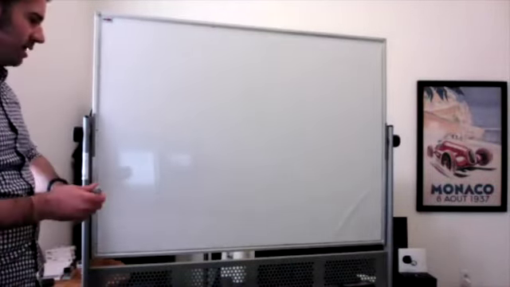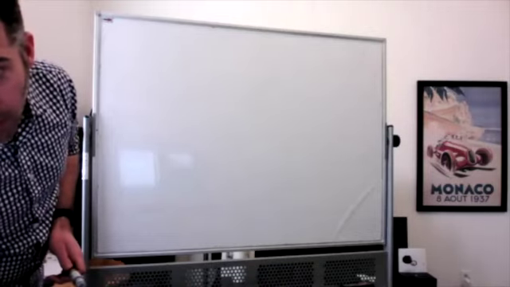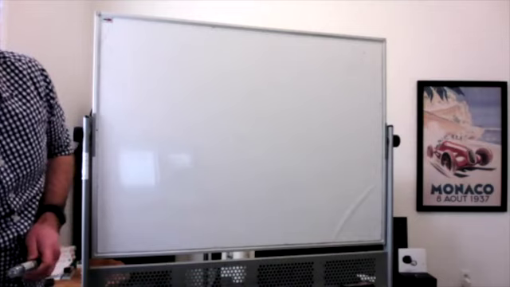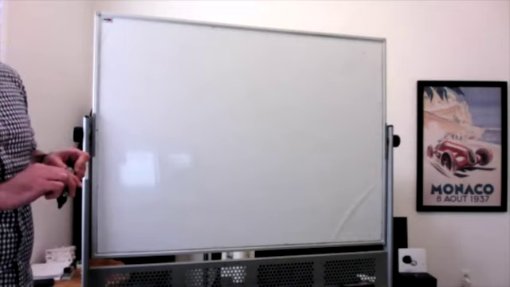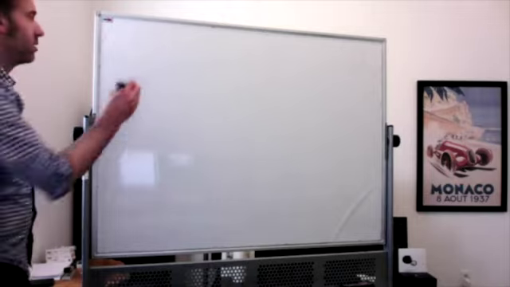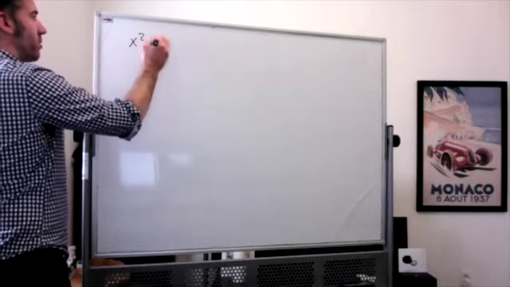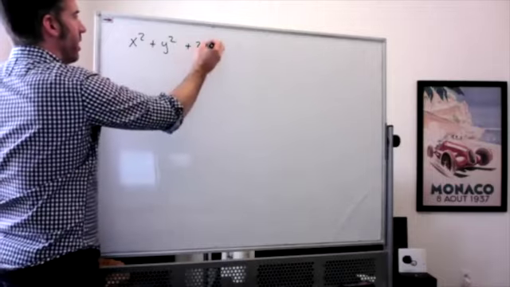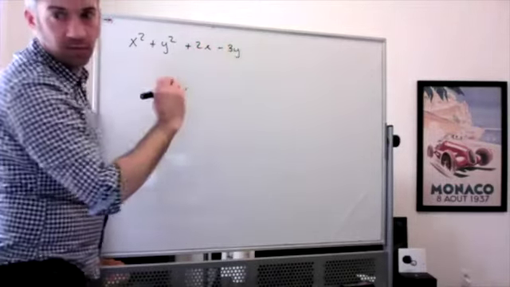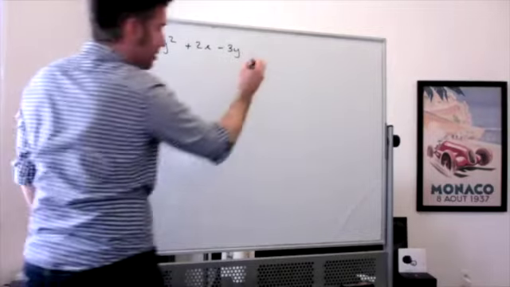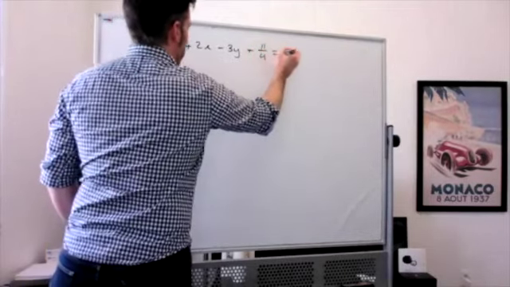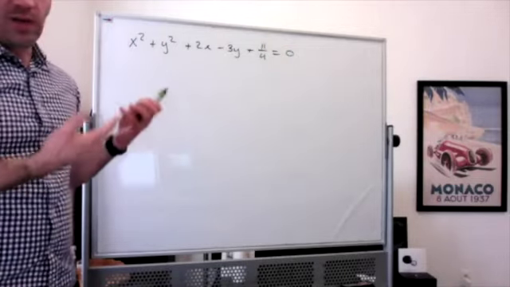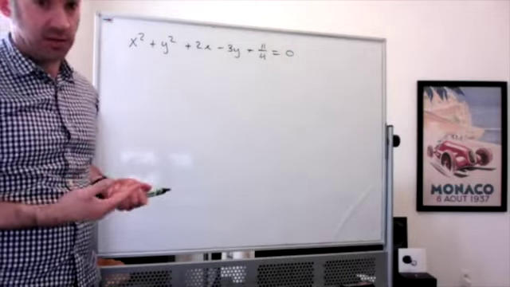So the next two questions involve circles that are written using the general form, which is where you don't have everything immediately visible. So let's look at this one, which is the equation of the circle is x squared plus y squared plus 2x minus 3y plus 11/4 equals 0. Okay, so we know nothing. We don't know the center. We don't know the radius.